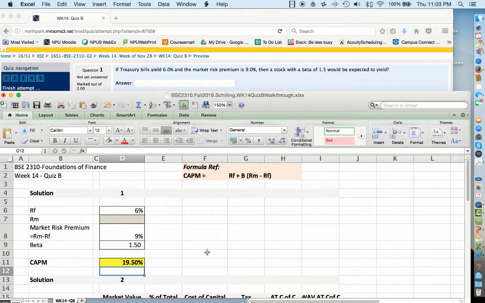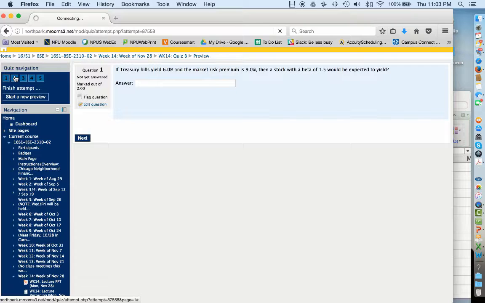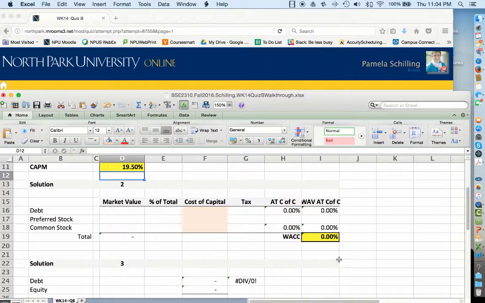That's question 1. Question number 2 then, if we take a look at that, we have some information and we want to know what the company cost of capital is after tax for a firm with a 65-35 debt and equity split, 8% cost of debt, 15% cost of equity, and a 35% tax rate. So this problem allows us to use the WACC equation. So this is for the WACC.